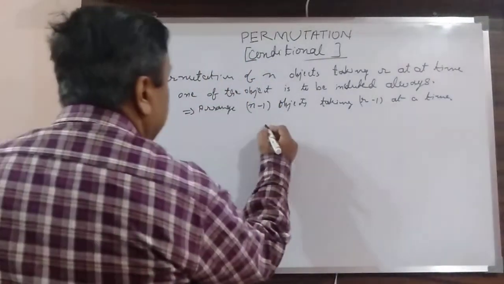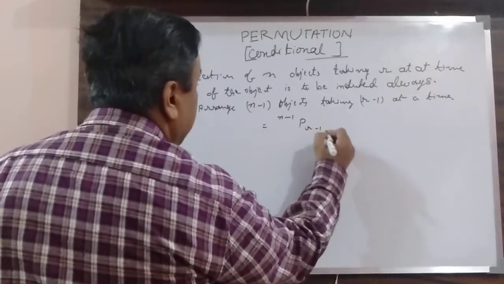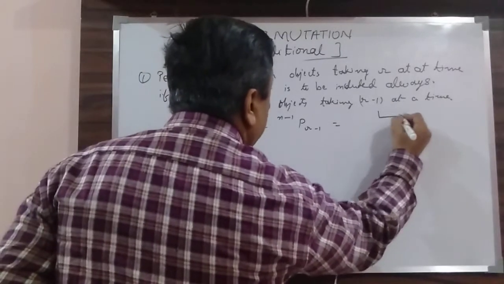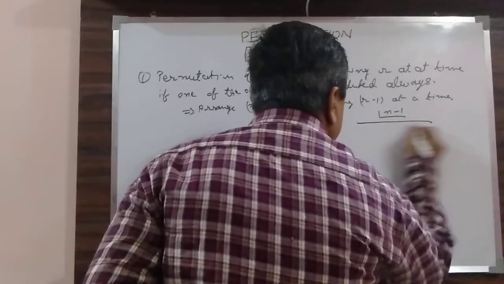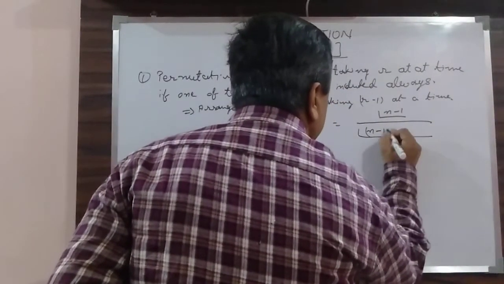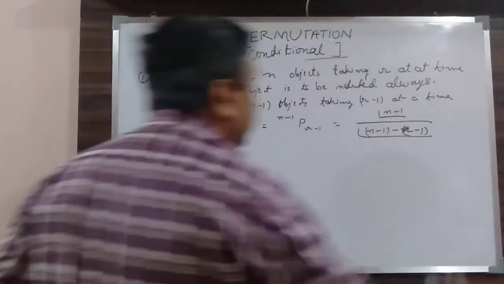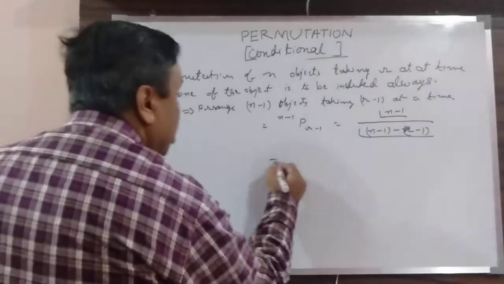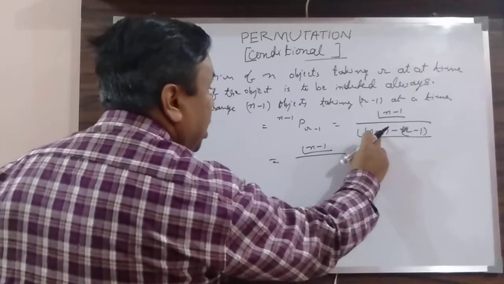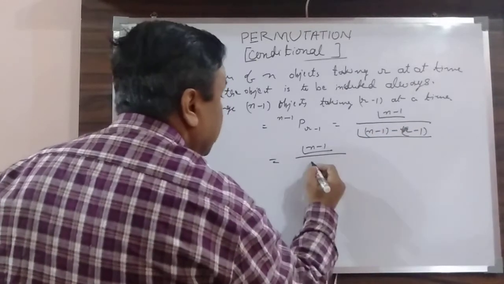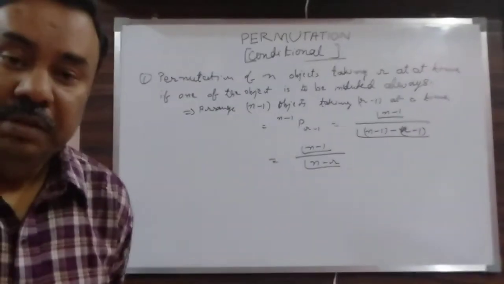So now this permutation will be n minus 1 P r minus 1, or it will be factorial n minus 1 divided by factorial of n minus 1 minus r minus 1, or if you check it, it will become factorial of n minus 1 divided by, obviously minus 1 and minus 1 will be cancelled because there is a minus sign, so the remaining will be n minus r. This is the first thing.